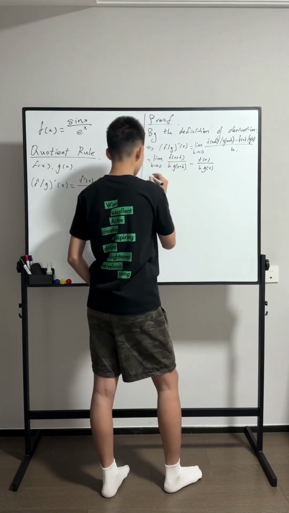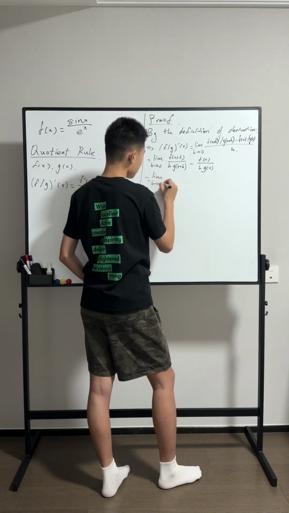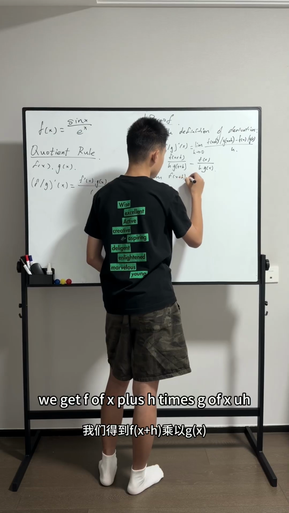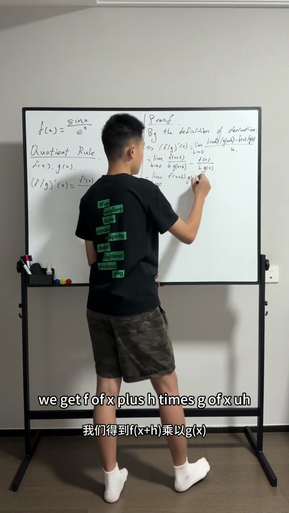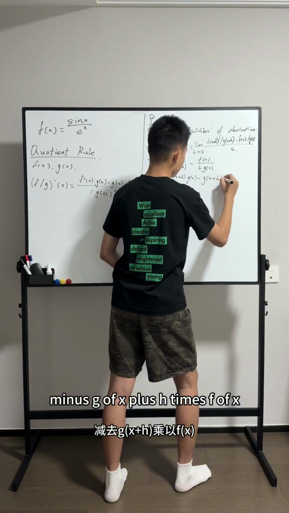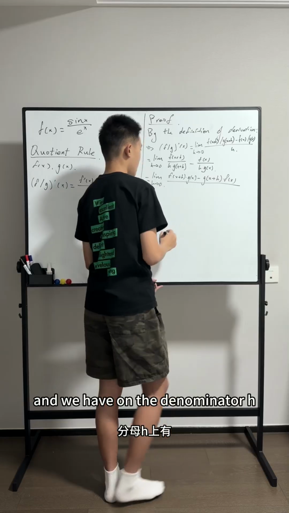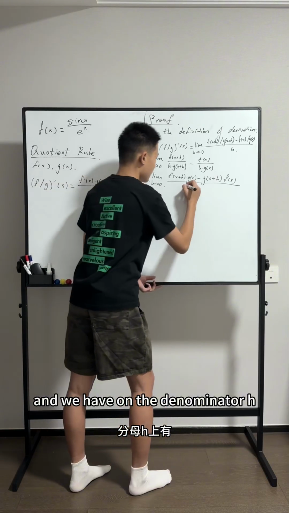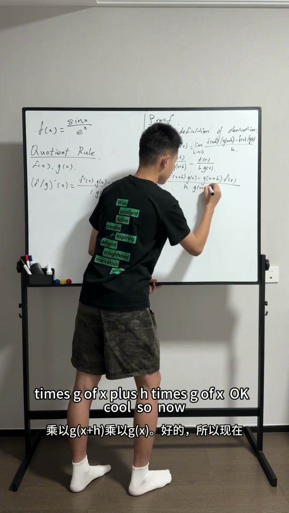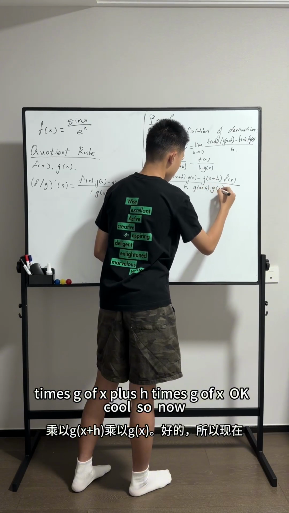Okay. Now, further simplifying this limit, we get f of x plus h times g of x minus g of x plus h times f of x. And we have on the denominator h times g of x plus h times g of x. Okay, cool.